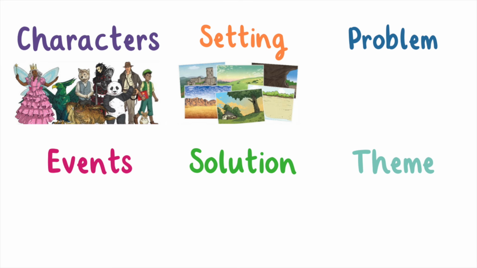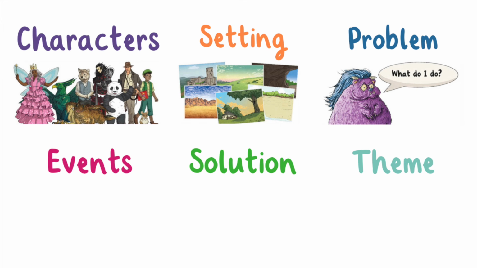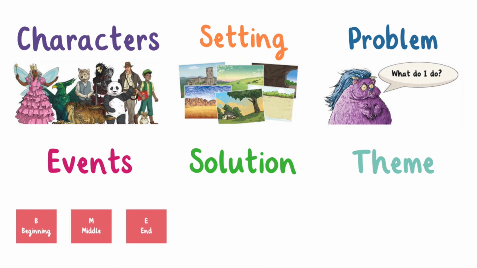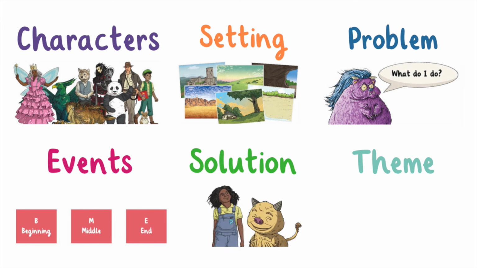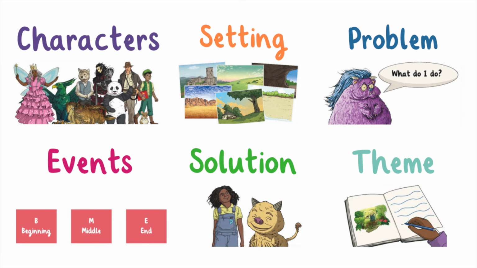Setting. When and where does the story take place? Problem. What is the character trying to fix, change, or figure out in the story? Events. What important events happen in the story? Solution. How is the problem in the story solved? Theme. What does the author want the reader to learn in the story? This will be a moral or message about life.